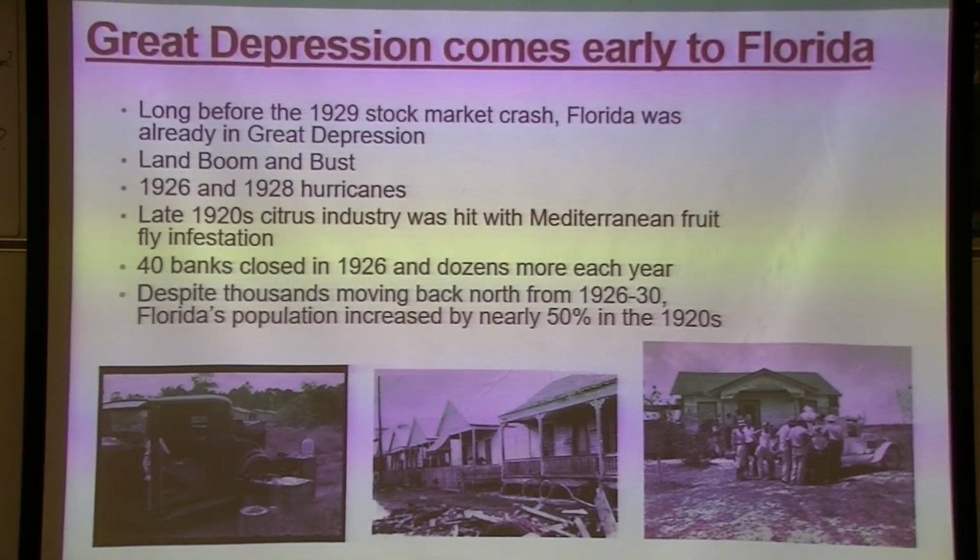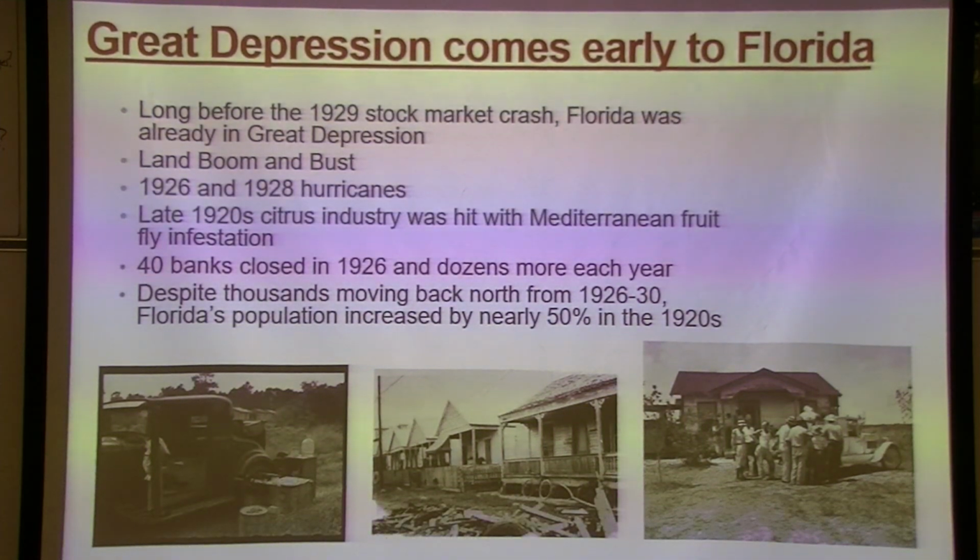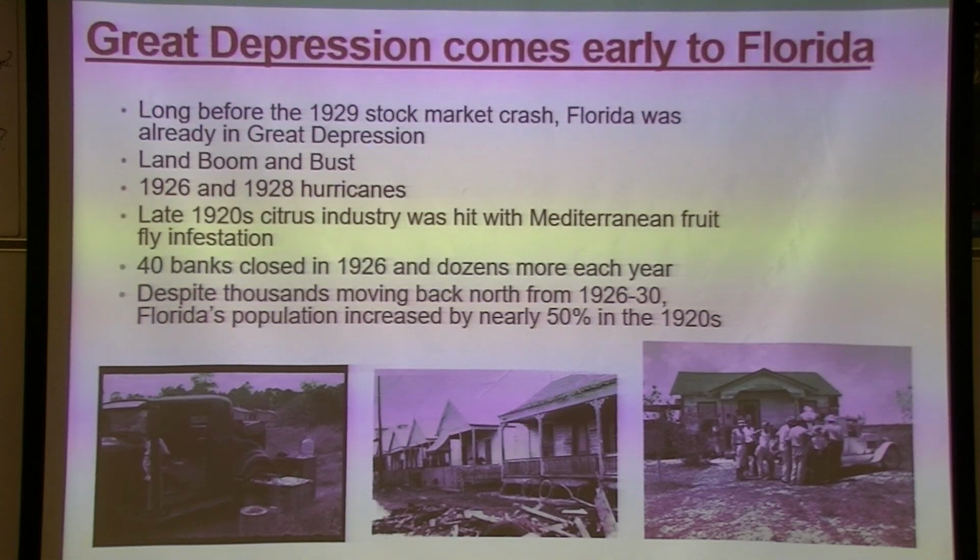Here in Florida, kind of summarizing things, we were in the Great Depression before the stock market crash. The land boom and bust will go, and by 1926, that speculation of land is gone. We then get hammered by the Miami hurricane in 1926. We will have the Palm Beach hurricane in 1928, which makes things worse. Even in the 2 biggest agricultural industries, the citrus industry is going to have the Mediterranean fruit fly that comes, and it will devastate our citrus crops.